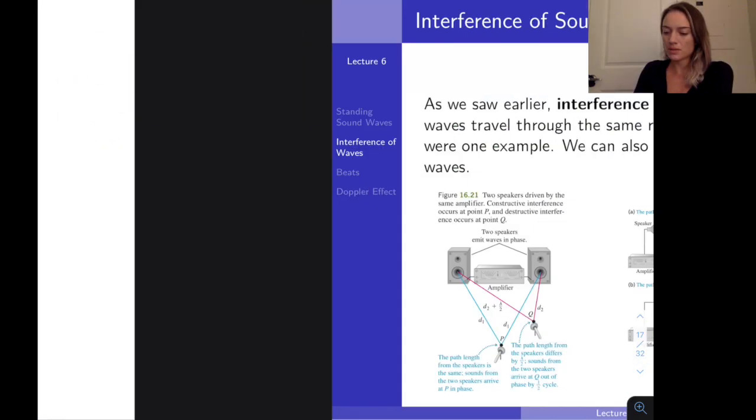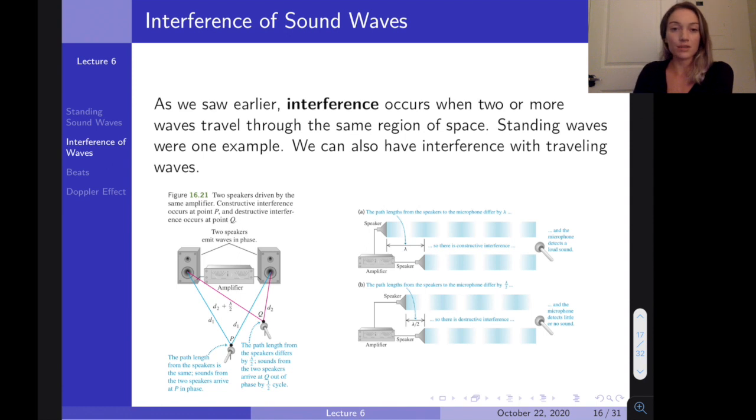All right, so now let's talk about interference. We talked about interference a little bit in some other lectures. We can obviously also have interference for longitudinal waves. Interference is when we have 2 or more waves traveling through the same space at the same time. Standing waves were one good example of interference, but we can also obviously have interference with traveling waves, as we saw a little bit in chapter 15 already.